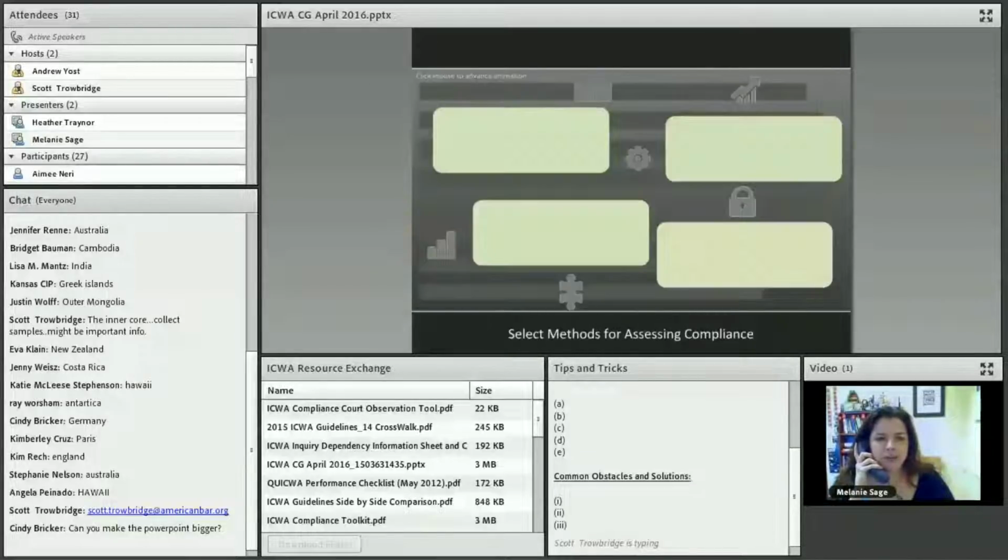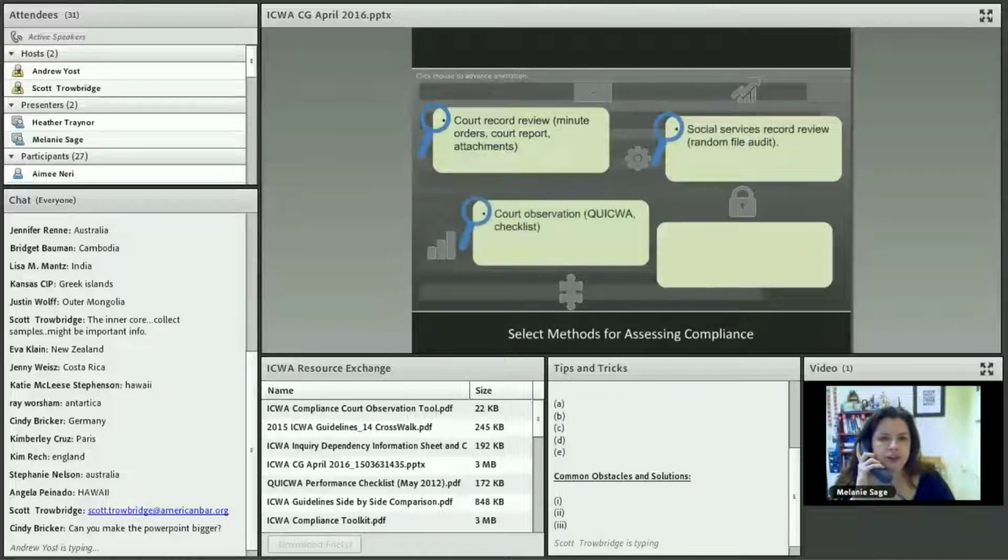All right. I want to talk for a few minutes about some different ways that compliance has been measured, and this is from a review of the literature.